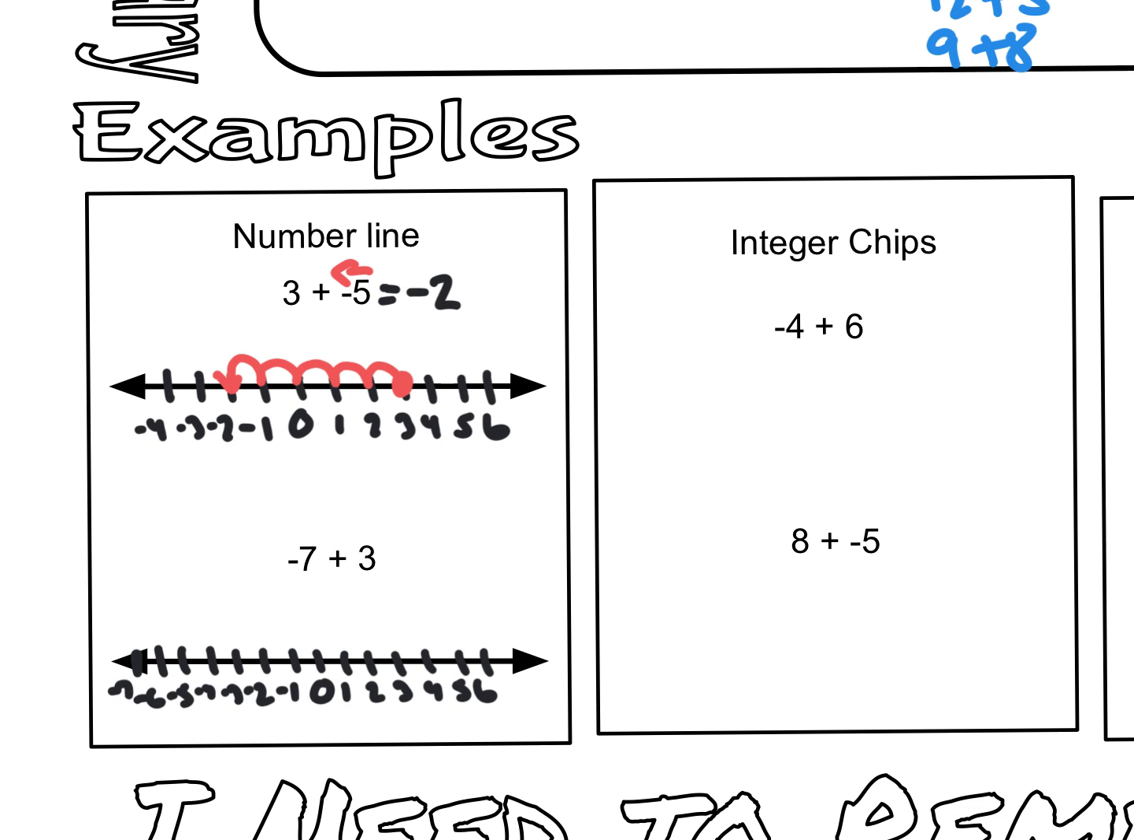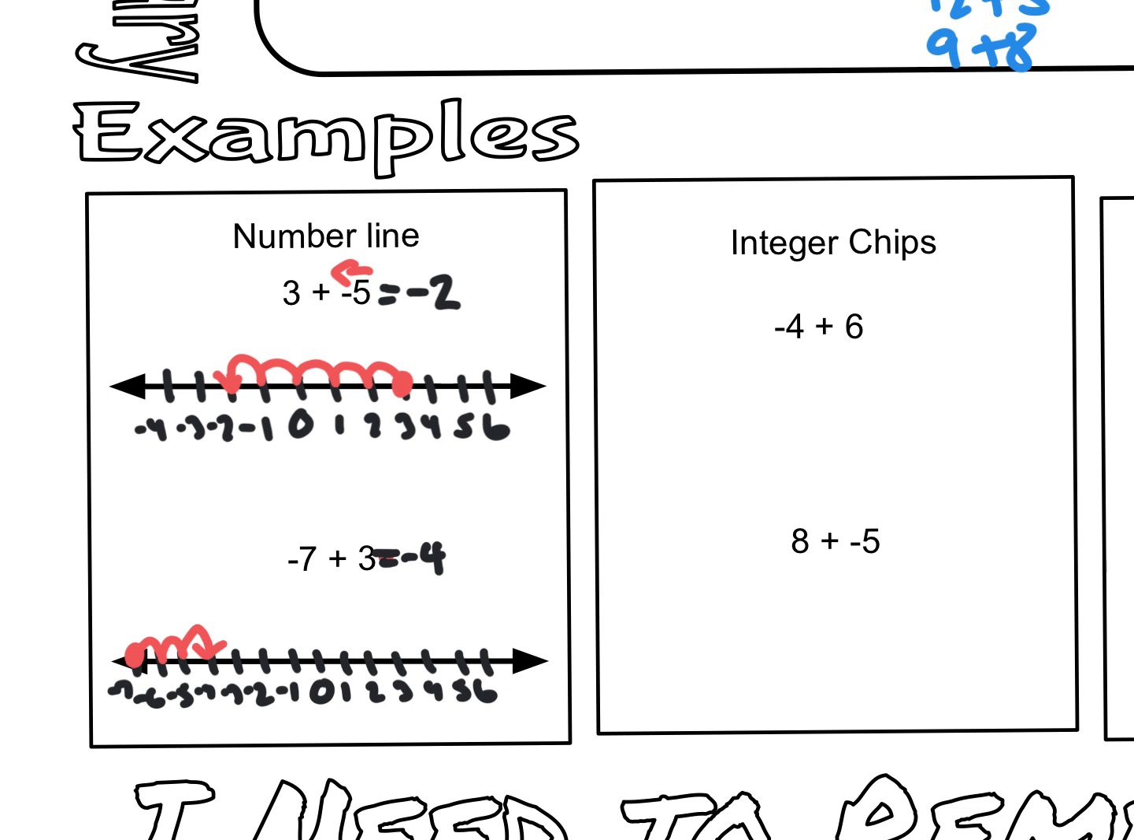All right, on this next one, we're starting at a value of -7, and we're adding a +3. So I'm going to go 1, 2, 3, and we end up at -4. That's how we can do it with a number line, and you can kind of move around. Now, obviously, number lines sometimes can be a little cumbersome to work with.